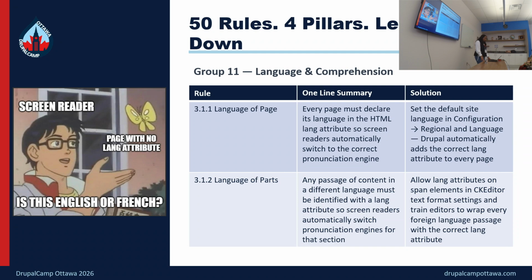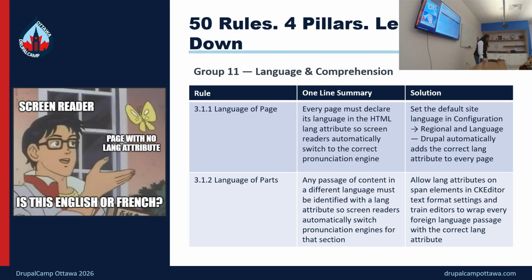Moving on to the next one, that is 3.1.2, language of parts. So if you have any blocks inside your page that are written in another language, for example French, you need to mention the attribute that this block is now in French, so that the screen reader can pronounce the block properly. Simple solution: allow lang attributes on span elements in CKEditor text format settings, and train your editors to wrap everything inside the foreign language block. So it's good with the screen readers.